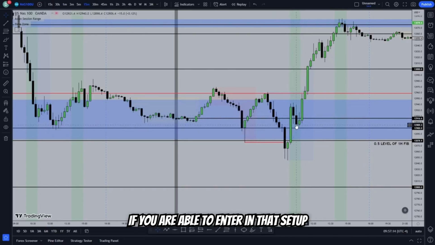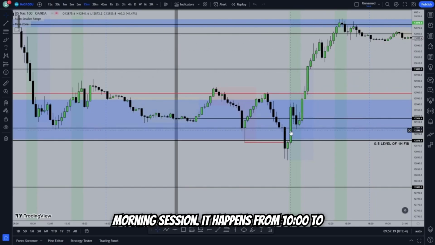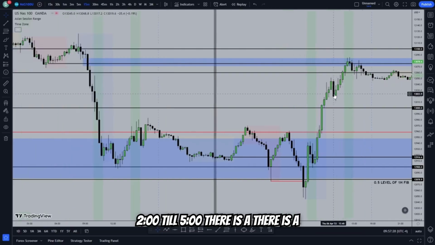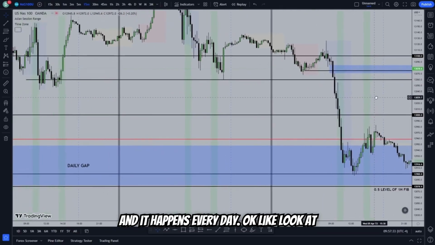If you are able to enter in that setup, you will be able to get all of these profits, and it happens every day, okay? In the morning session it happens from 10 to 11 o'clock. There is a macro lot in which you can enter, and in the afternoon session from 2 o'clock till 5 o'clock there is a macro lot as well. And it happens every day, okay?